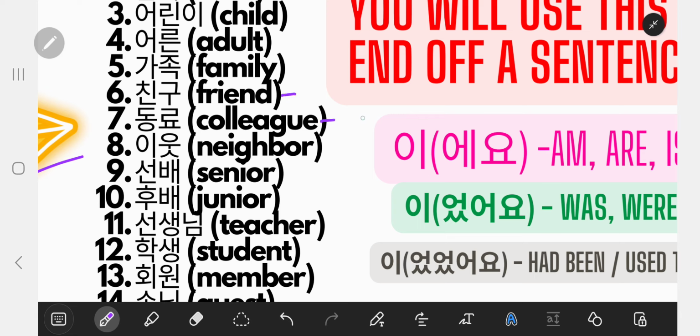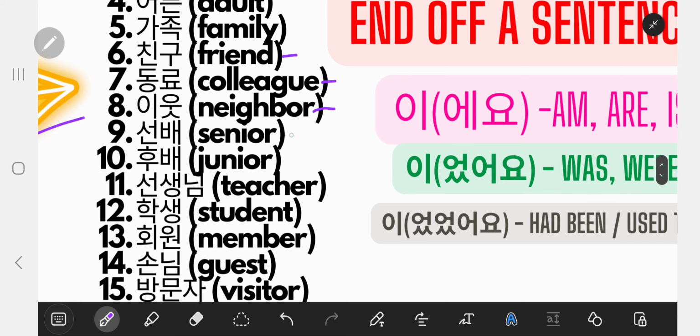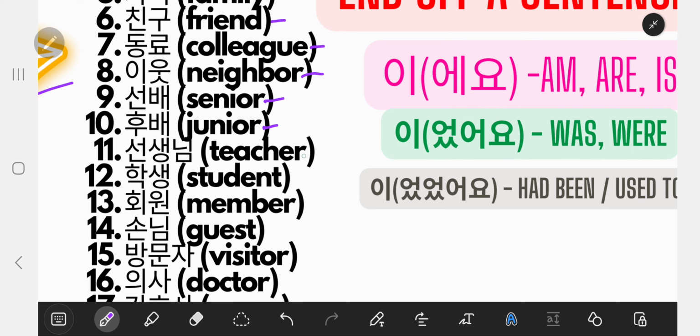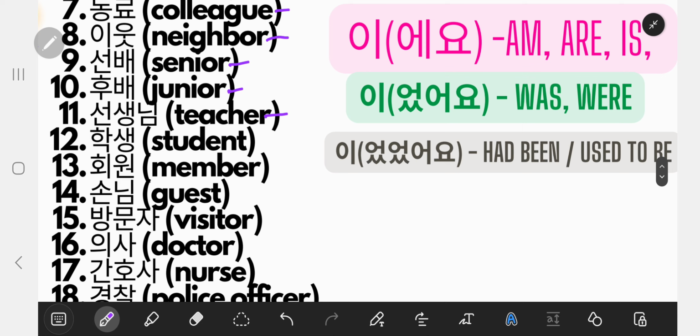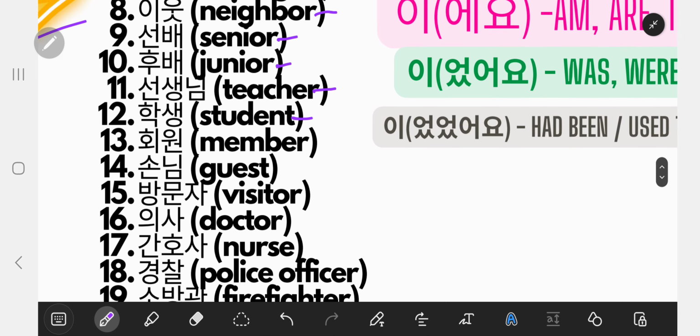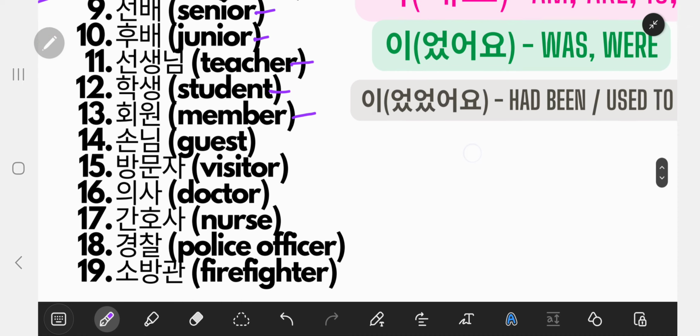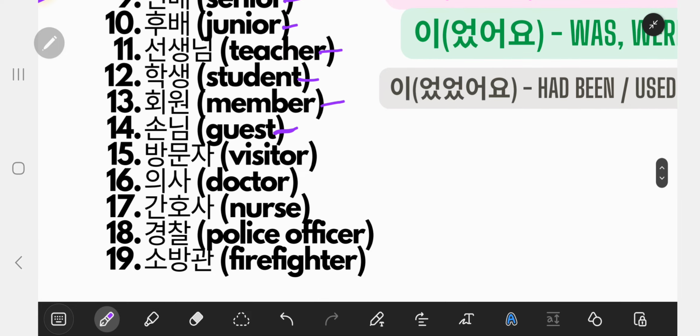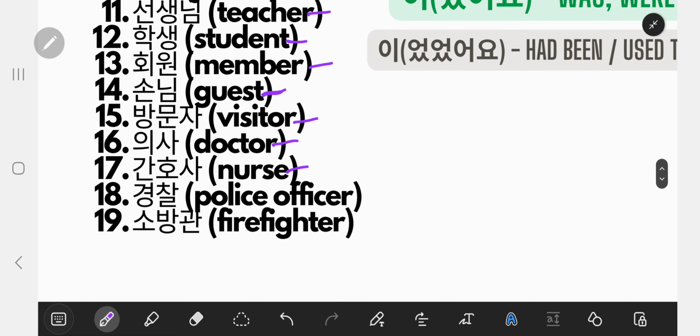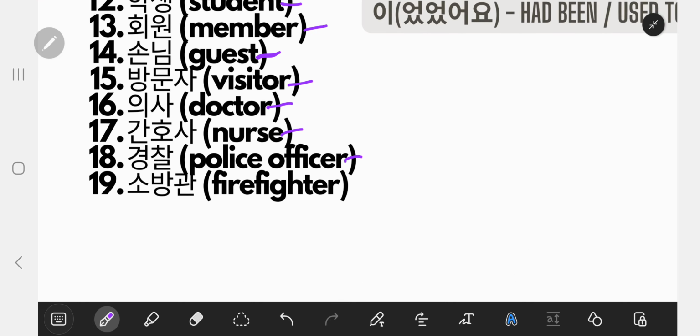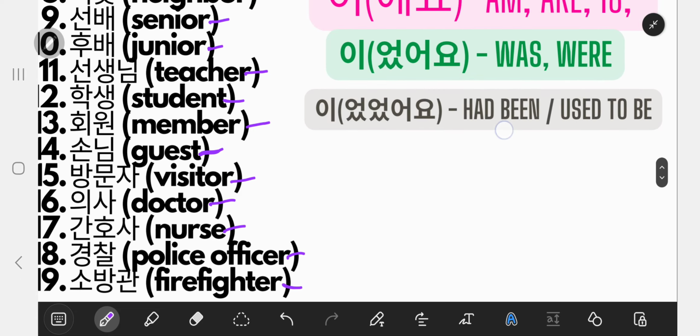친구예요. 동료 3, 2, 1 예요. 유 3, 2, 1 이에요. 선배 3, 2, 1 예요. 후배 3, 2, 1 예요. 선생님 3, 2, 1 이에요. 학생 3, 2, 1 이에요. 회원 3, 2, 1 이에요. 손님 3, 2, 1 이에요. 방문자 3, 2, 1 예요. 의사 3, 2, 1 예요. 간호사 3, 2, 1 예요. 경찰 3, 2, 1 이에요. 경찰이에요. 소방관 3, 2, 1 이에요.